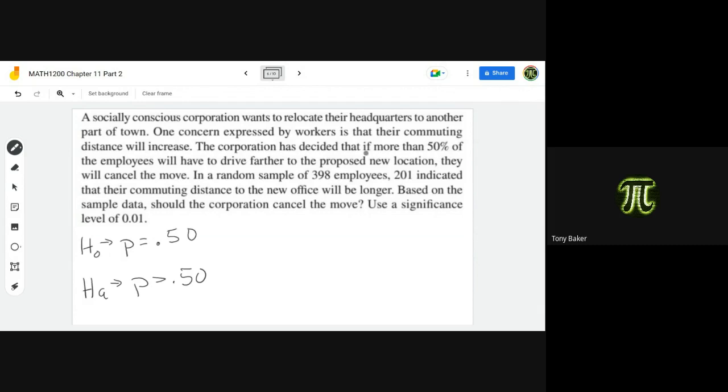So in this one, it's because it's more than. That's why it's greater than. And the last ones we were doing, it was differed or things like that, so it was not equal to. You have to look at what they're looking at. In this case, they're looking at greater than 50%. They're going to cancel the move. So we're going to look at greater than 50%. Then you have to really pay attention to what symbol you're using. So in these, I think these are actually p-hats.